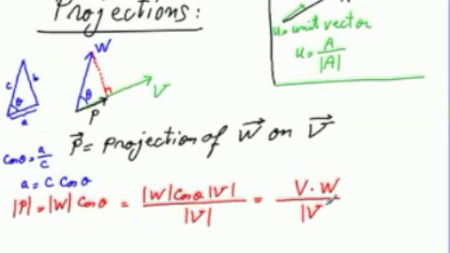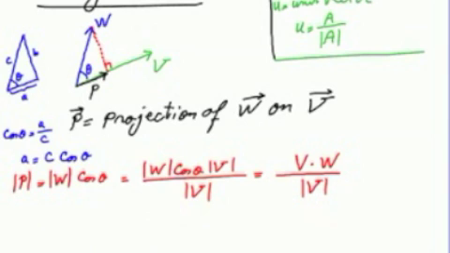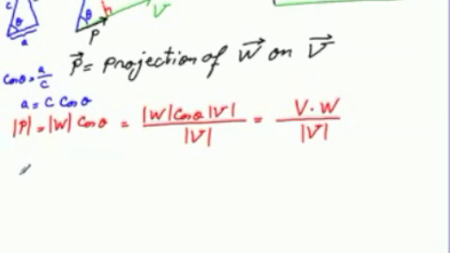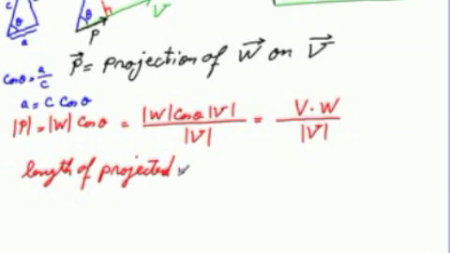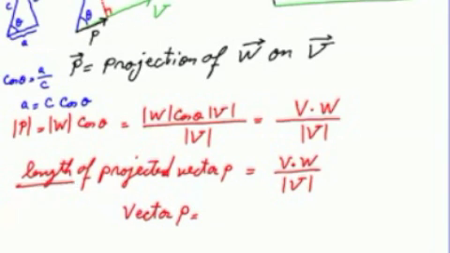Who is the denominator? The denominator is the length of V. So one thing I've got here already is one formula, which is the length of the projected vector P. This is just the length of it. What is it? V dot W over the length of V. Now how about the vector P itself? This is the length of it.